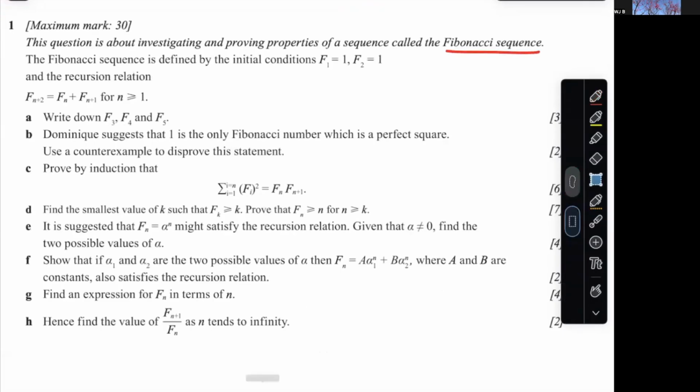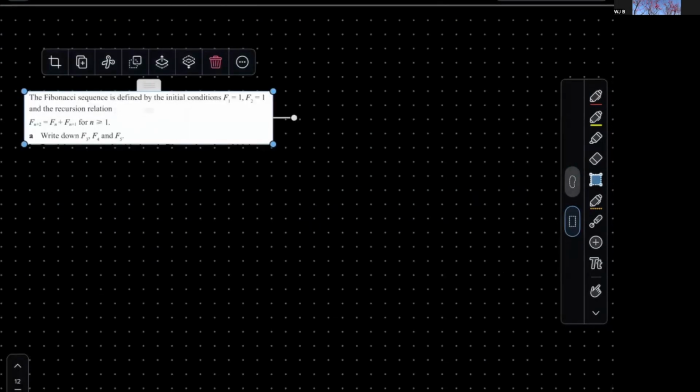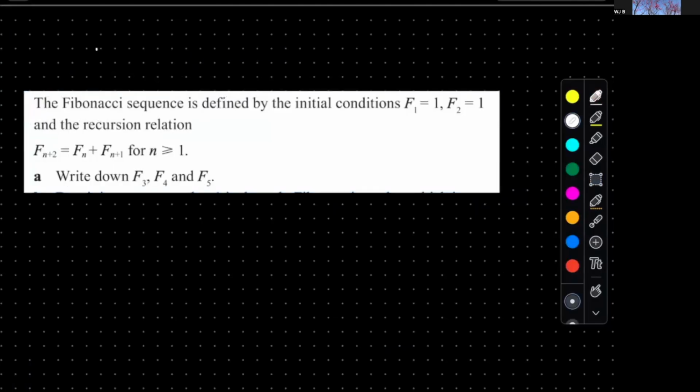And this is the typical Fibonacci sequence that we know of, right? We keep adding the terms. So let's see how we can progress. Now, this is going to be the paper 3 problem from Hodder. We already have done the 2 questions from the Oxford. That is great. Now let's move on to Hodder.